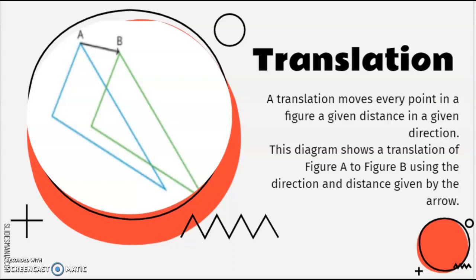So translation is something that moves every point in a figure a given distance in a given direction. The diagram shows a translation of figure A to figure B using the direction and distance given by the arrow. So if you're looking at this, you can see that there's an arrow from A to B. But one of the other things I want you all to notice is that the shape never changes directions. If you look at these corners, they're still pointing the same direction. It just moved forward. So just think about the electric slide.